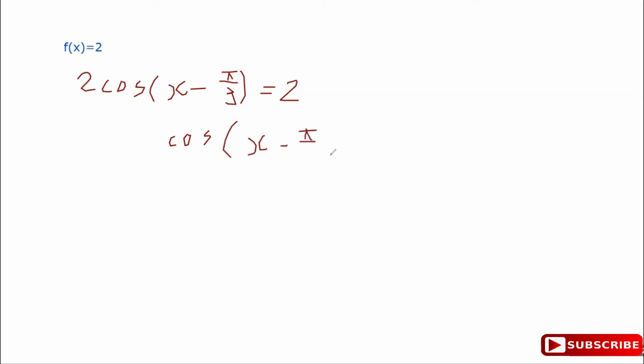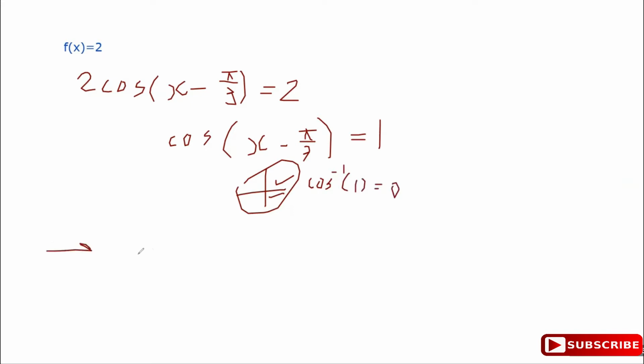Quite rightly so, when we're solving this equal to 1, you draw your circle. Where is cos positive? Cos is positive here, and cos is positive here. So we find cos inverse of 1. When you find cos inverse of 1, you're going to get 0. And so that implies that x minus pi by 3 equals 0. That's one possibility. Or x minus pi by 3 equal to 2 pi.